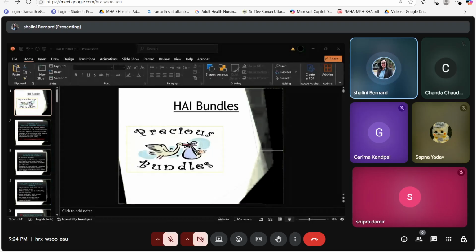So what is the insertion bundle? Optimum site selection. The appropriate site selection is subclavian. Why subclavian? Because it is easily accessible. There is no hair, there are no skin folds. We can clean and observe on the daily basis. The most unhygienic site is the femoral site.